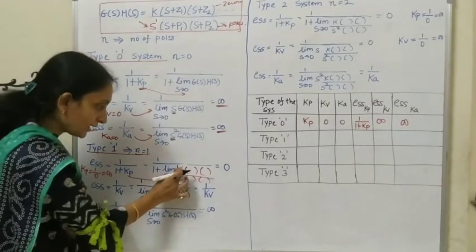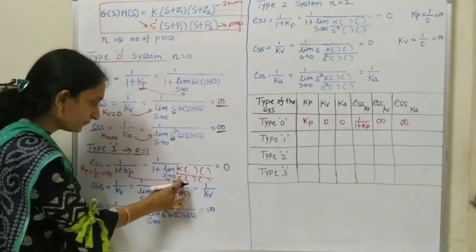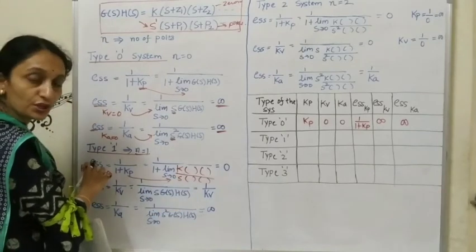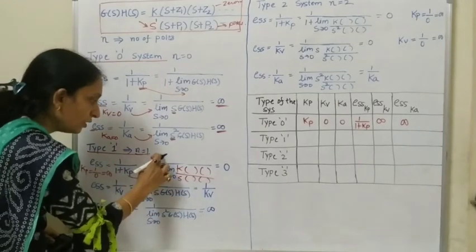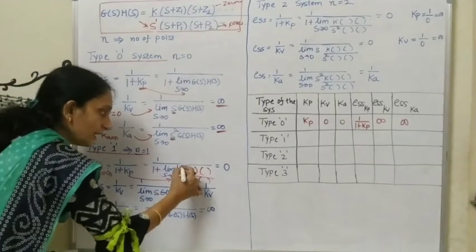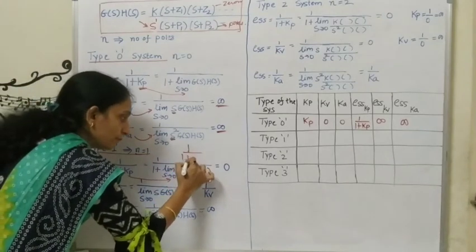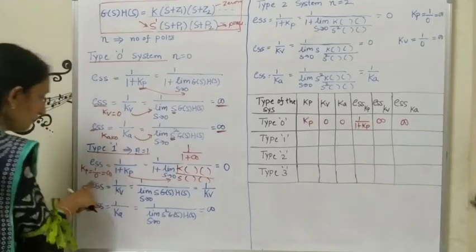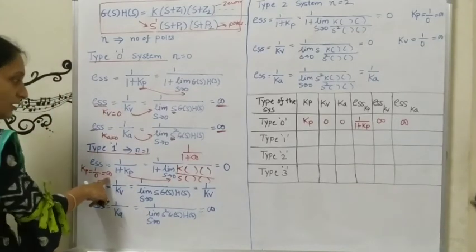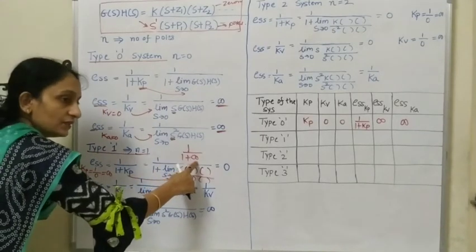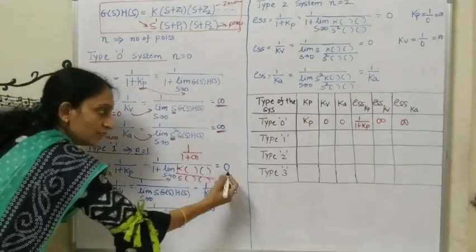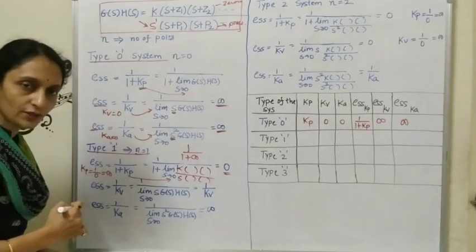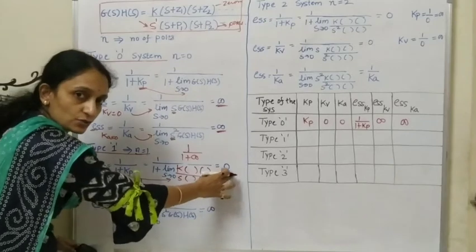So see here, 1 by 0 is infinity, so ESS for unit step input will be 1 upon 1 plus infinity, because I got Kp as infinity here. So 1 upon 1 plus infinity, and 1 by infinity will be 0. So I hope you are getting it.